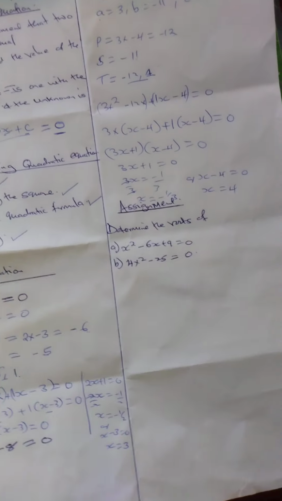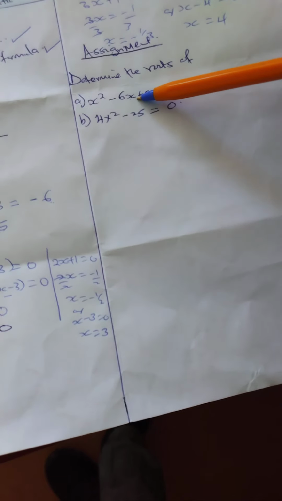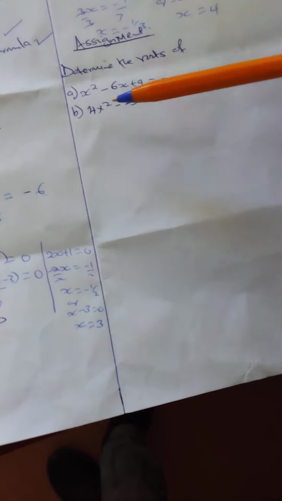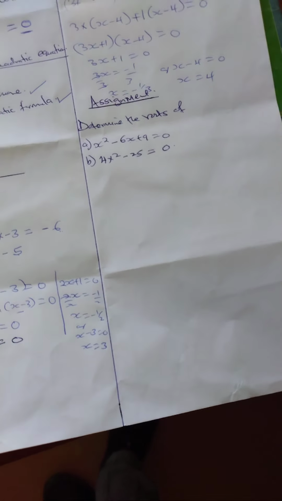And that is the factorization method. Go and attempt these two assignments: x squared minus 6x plus 9 is equal to 0, and 4x squared minus 25 is equal to 0.